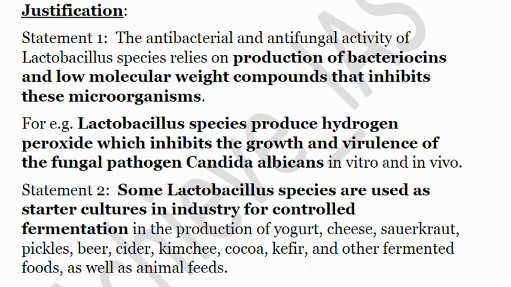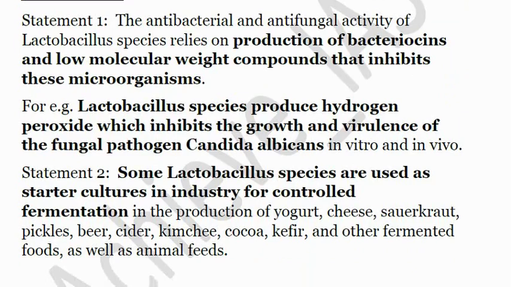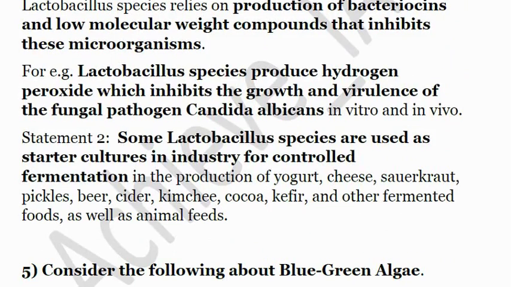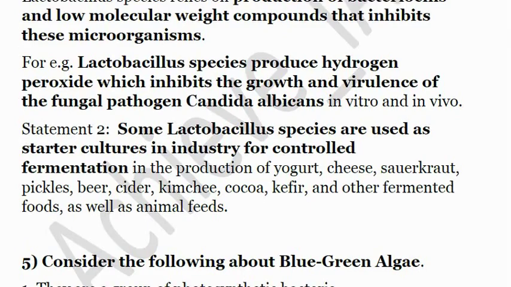It produces bacteriocins and other low molecular weight compounds that inhibit these microorganisms. These species also produce hydrogen peroxide, which inhibits the growth of the fungal pathogen Candida albicans. Also there are certain Lactobacillus species that are used for controlled fermentation in the production of yogurt, cheese, cider, beer, kimchi, cocoa, kefir, and other fermented foods. So let's move on to the fifth question.